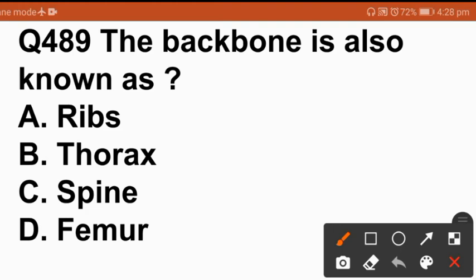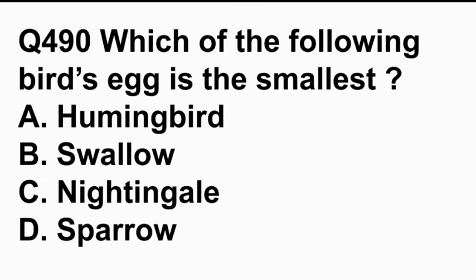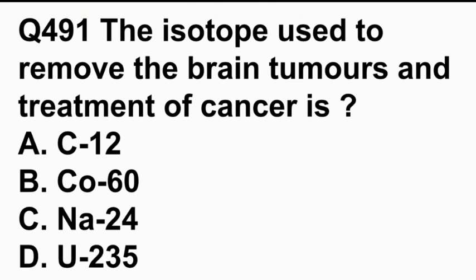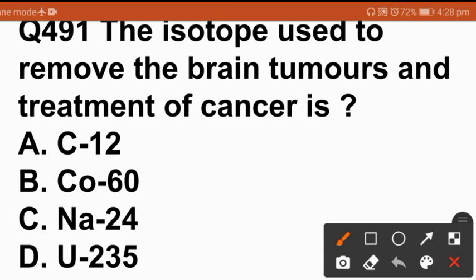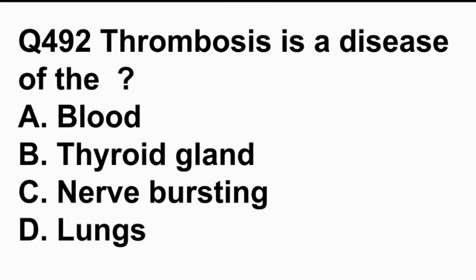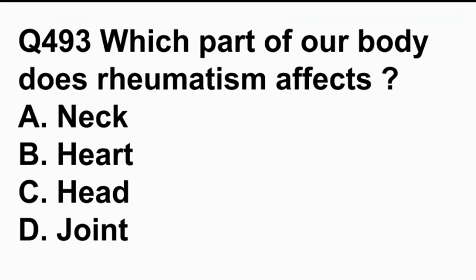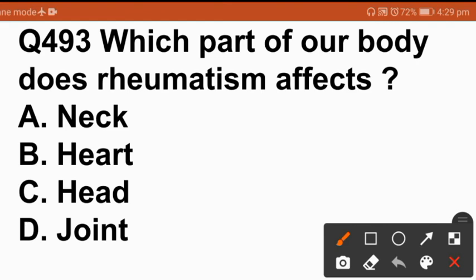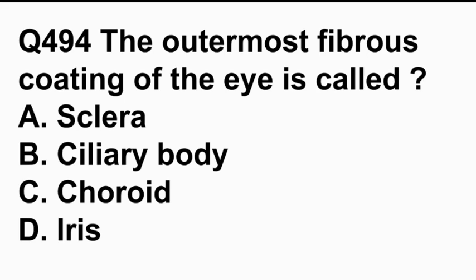C. Spine. Which of the following bird egg is the smallest? A. Hummingbird. The isotope used to remove the brain tumors and treatment of cancer is? B. Cobalt 60. Thrombosis is a disease of the? A. Blood. Which part of our body does rheumatism affect? D. Joint. The outermost fibrous coating of the eye is called?